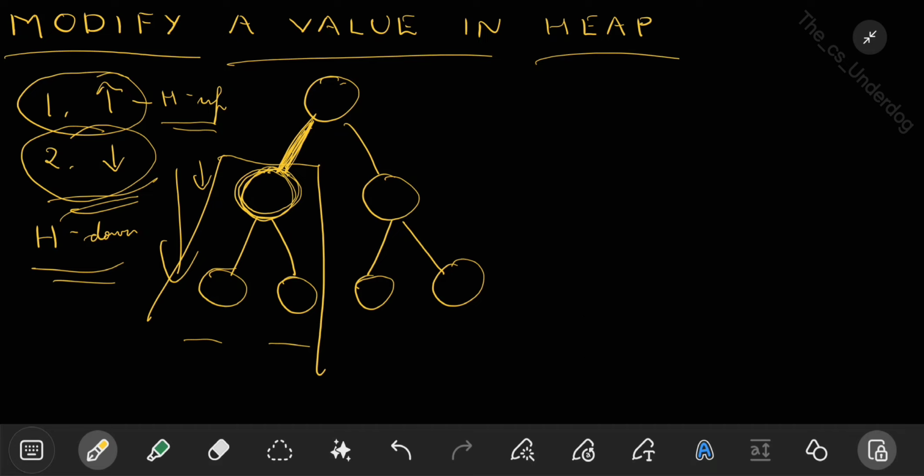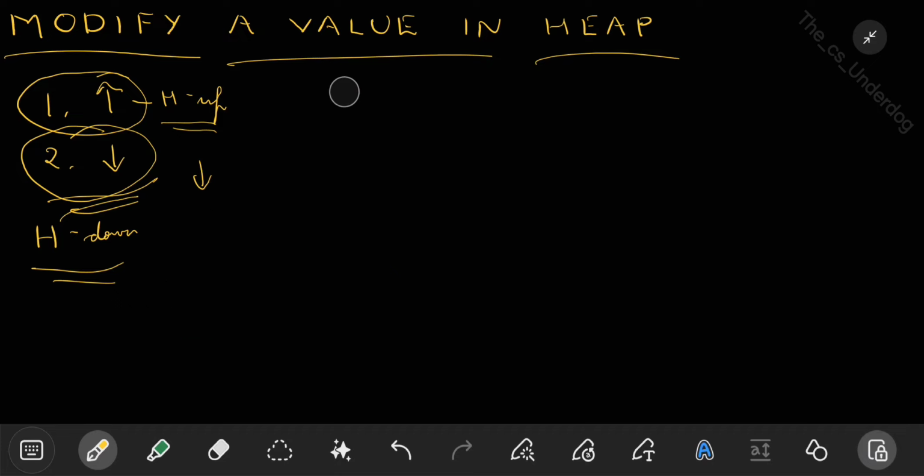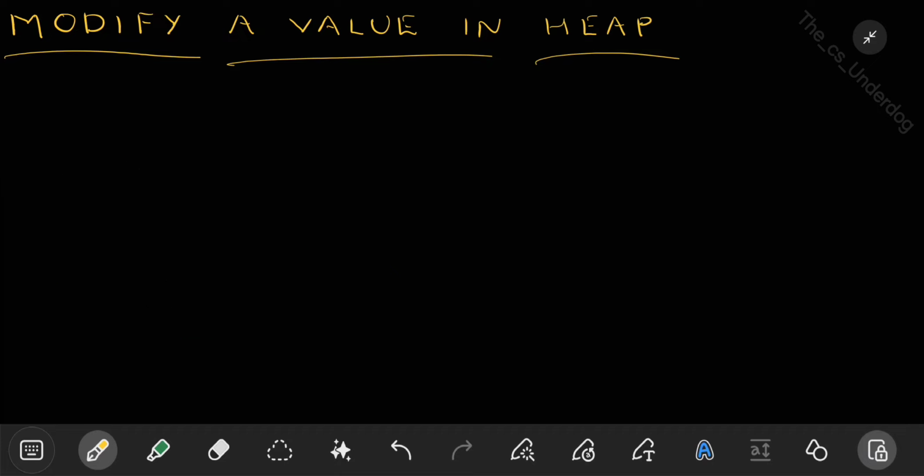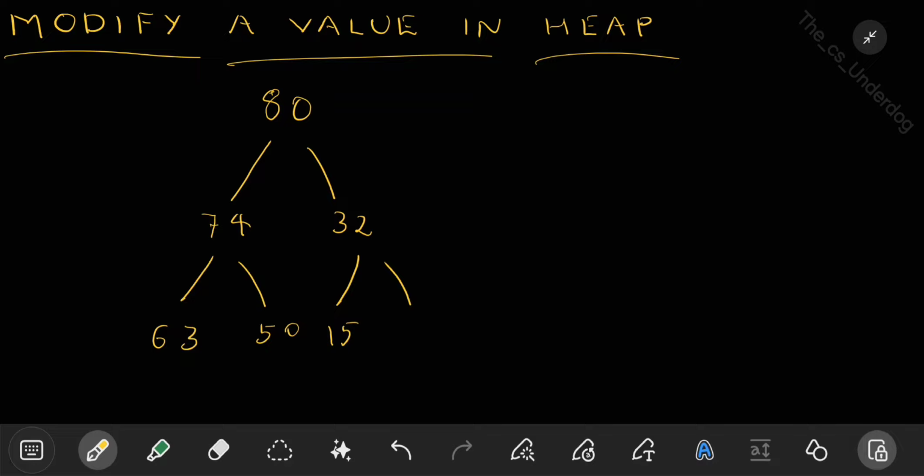Let us understand this first with the same tree that we used. One value is 80. Then you had values of 74 and 50, I guess. Then you had 63 or 32 here, I think. 63. Then we had 50. Then we had 15 and 21. This is the one we had.